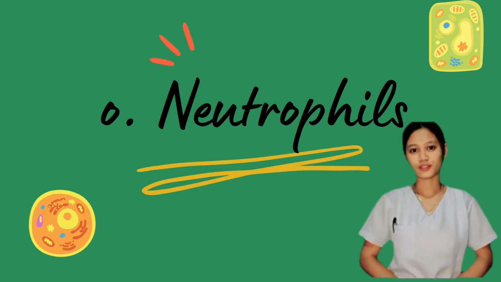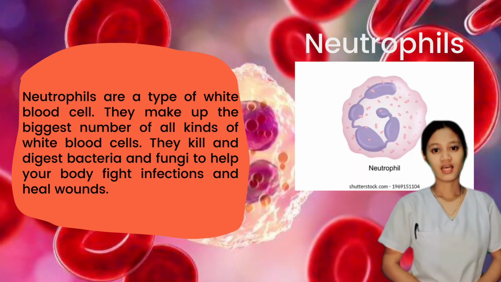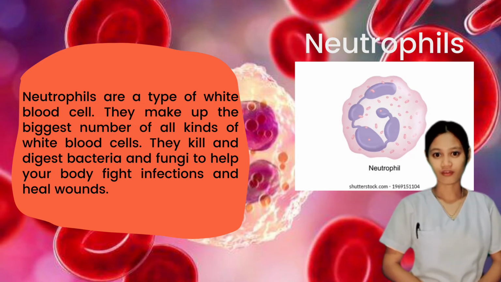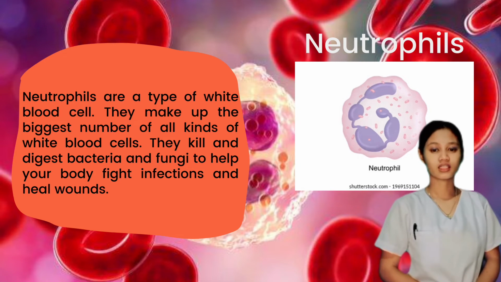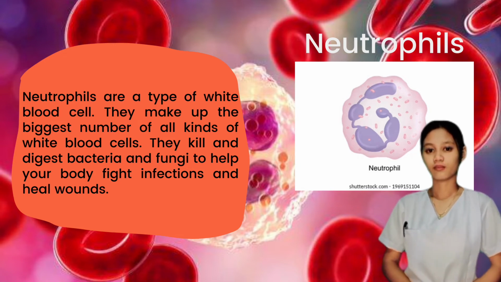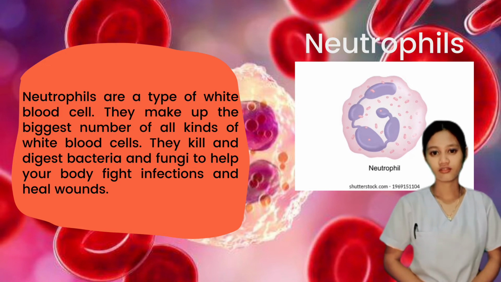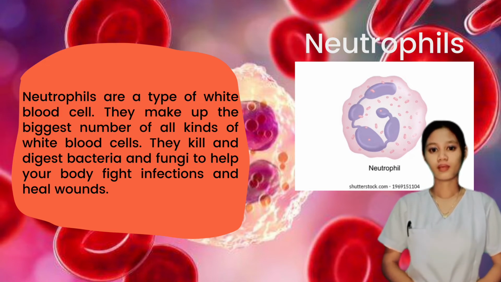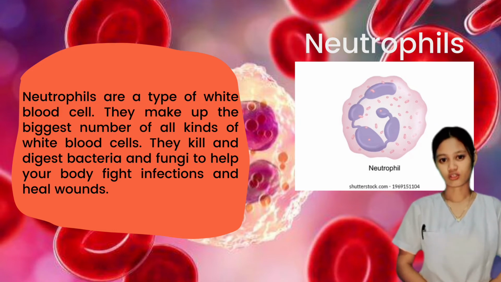Next is the neutrophils. Neutrophils are a type of white blood cell. They make up the biggest number of white blood cells. They kill and digest bacteria and fungi to help the body fight infections and to heal wounds. And the other definition, having neutropenia increases your risk of many infections.